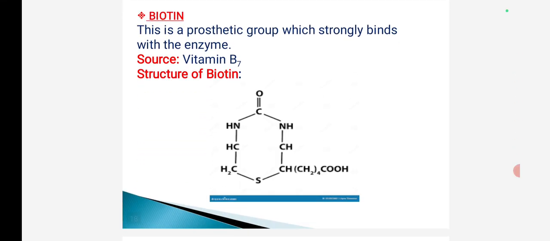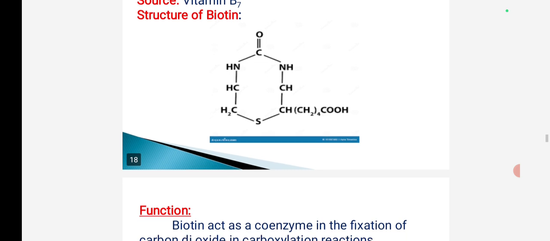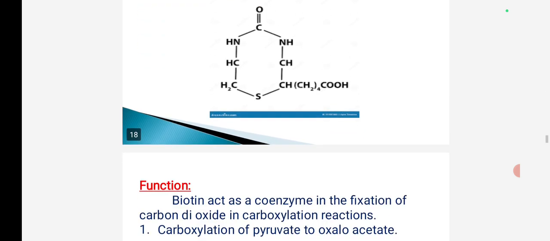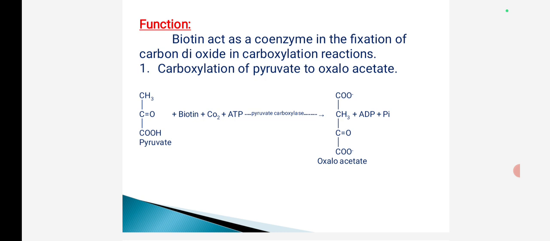Next coenzyme, biotin. This is a prosthetic group which strongly binds with the enzyme. Vitamin source B7. Structure of biotin. The structure is shown. Function: biotin acts as a coenzyme in the fixation of carbon dioxide in carboxylation reactions.